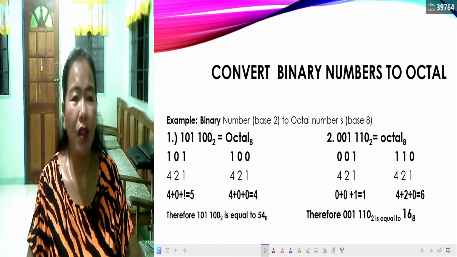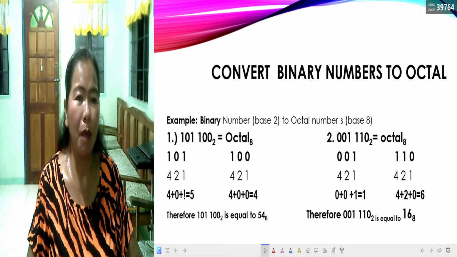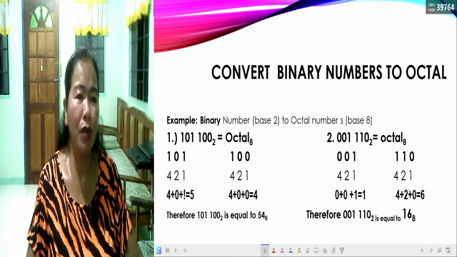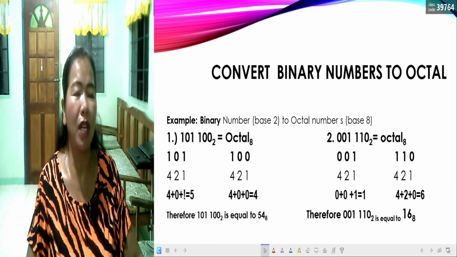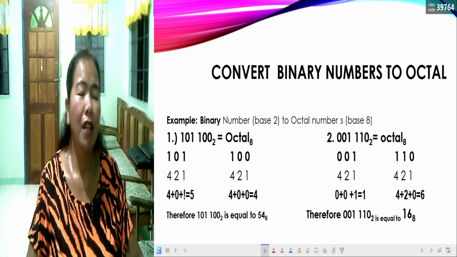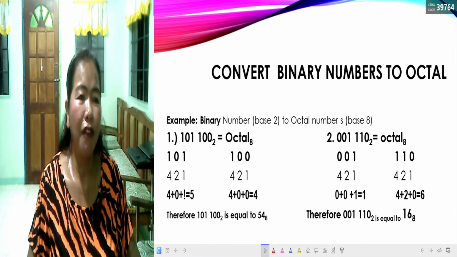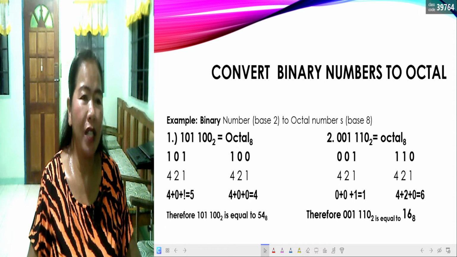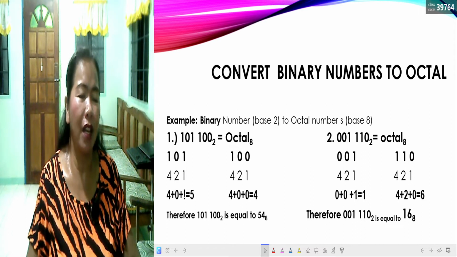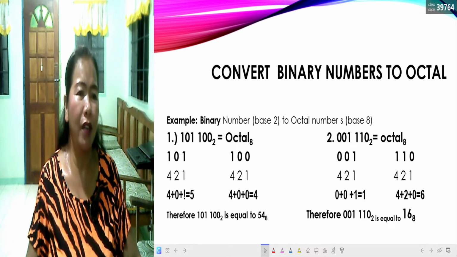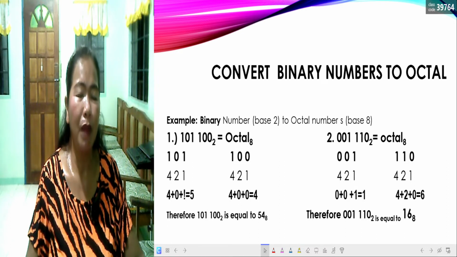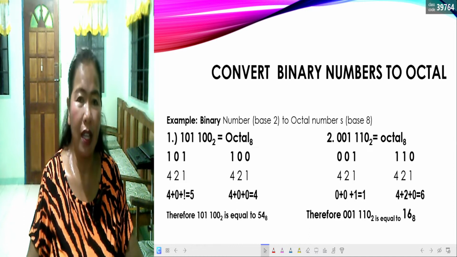Again, 124, you have to write the multiplier equivalence, 124. So 1 times 4 is equal to 4, 0 times 2 is equal to 0, 0 times 1 is equal to 0. Then total them up, 4 plus 0 is equal to 4. Therefore, the first digit is 5 and the second digit in the octal equivalent is 4. Therefore, 101,100 in binary is equal to 54 in octal.